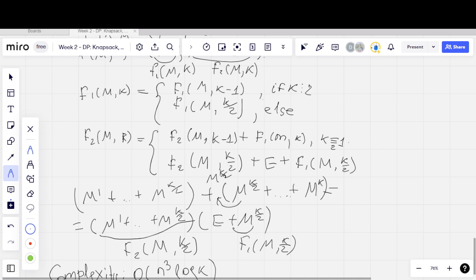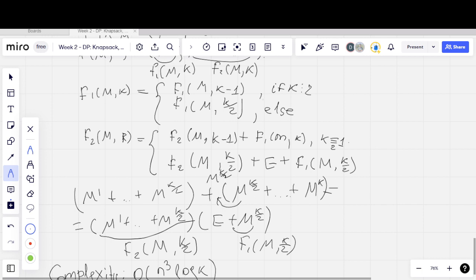Wait, now. What is it called in English? I forgot. What is this method? Now, okay, I'll find it. Fast exponential.